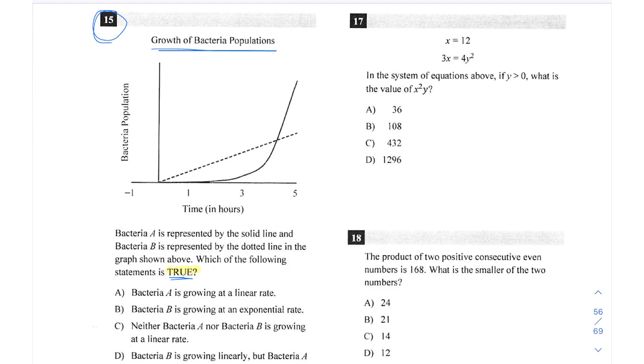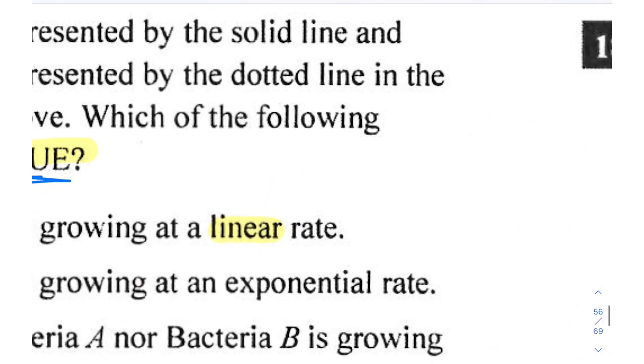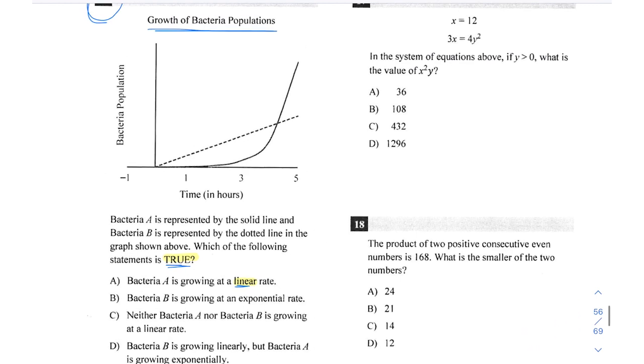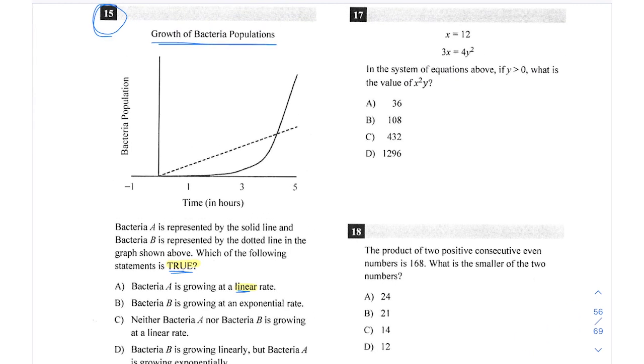It says A is growing at a linear rate, B is growing at an exponential rate. Well, let's talk about what that would look like. So when they say a linear rate, the root word there is line. Growing at a linear rate would just mean that it's a line that is increasing. And we see that A is actually curved. A is not a line, but A would be the exponential increase. Anything that you see curved is indicating an exponential relationship.